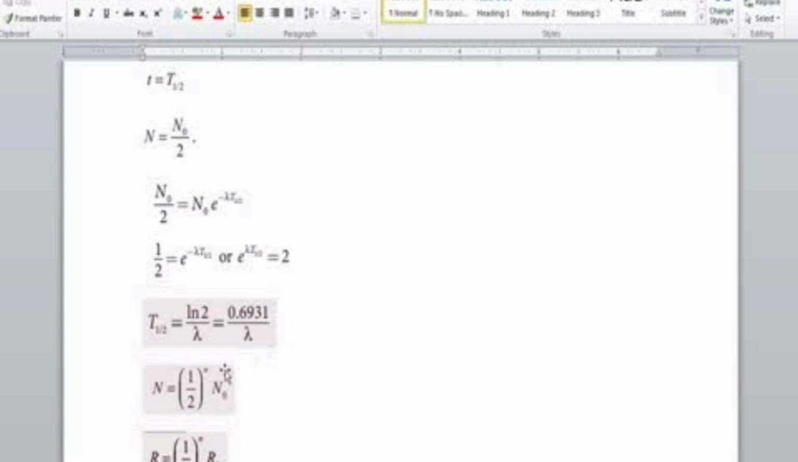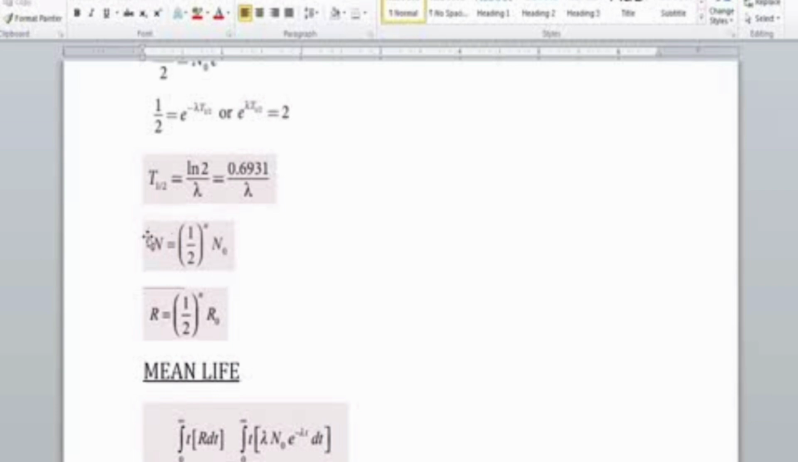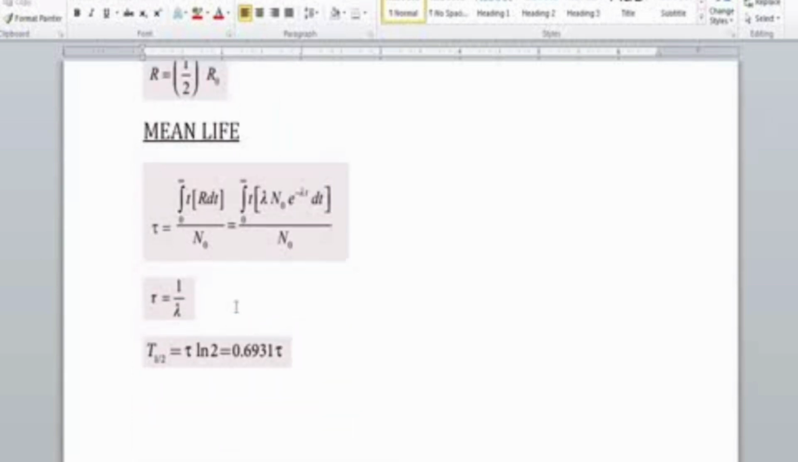Suppose it has decayed 2 times, so you write n equal to 2. So 1 by 4, that means 25%. Suppose you put n equal to 3, so 1 by 8 will come. So that is 12.5%. Like that you can calculate. The same thing applies for decay constant and radioactivity, so you can use R equal to 1 by 2 whole to the power of n into R0.